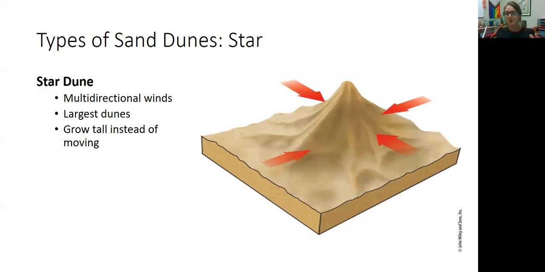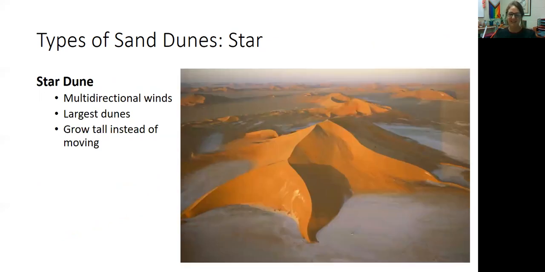All right, finally, the last dune we're going to talk about is when wind comes in not from one, not from two, but multiple directions all at once. And when the wind comes in from multiple directions all at once, the sand is just going to be built up higher and higher, creating a very tall dune with lots of different faces. And often they kind of look like stars. So this is what we call a star dune.